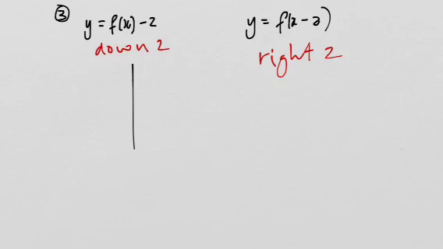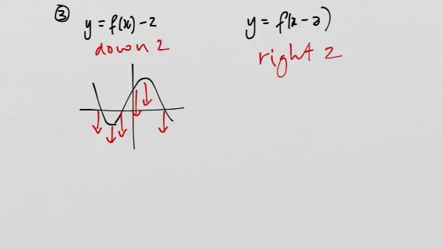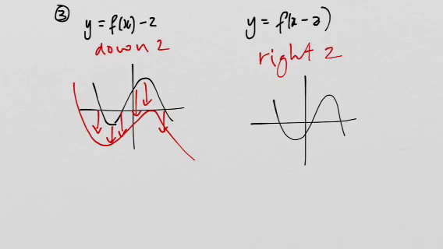So, if it was moved down 2, your original graph looked something like that. All you're doing is taking all of these points that you're given and moving them down 2. And once it's been moved down 2, then you can just draw it in. Okay? Same for when it's been moved right. Take your original graph, and then move everything right 2 places. Once you've moved it right 2 places, you can draw in what that looks like.